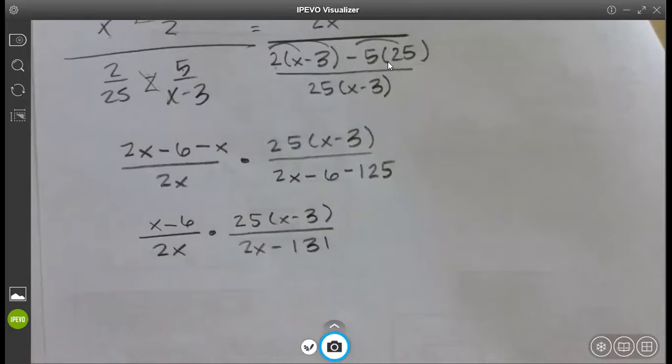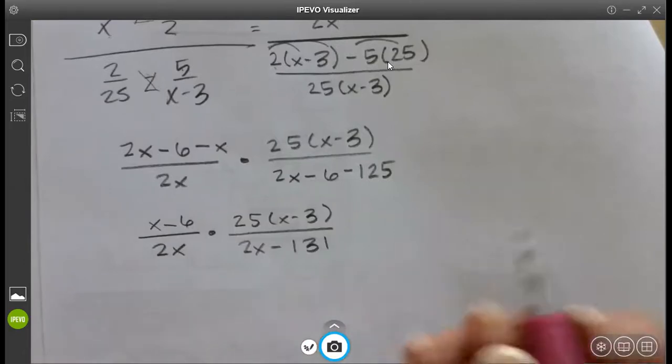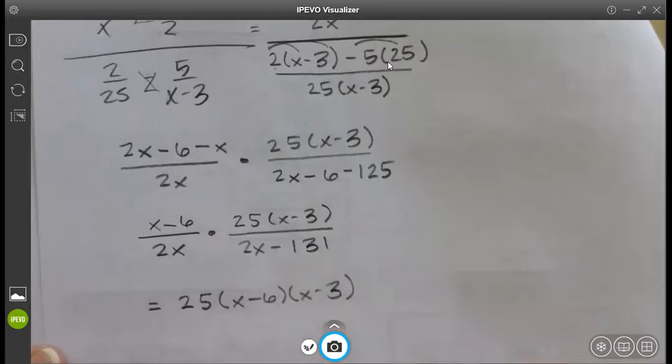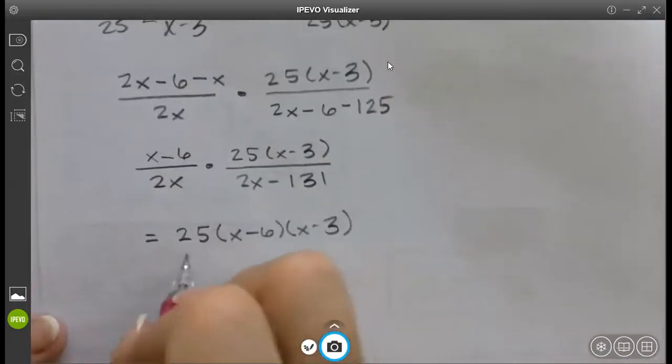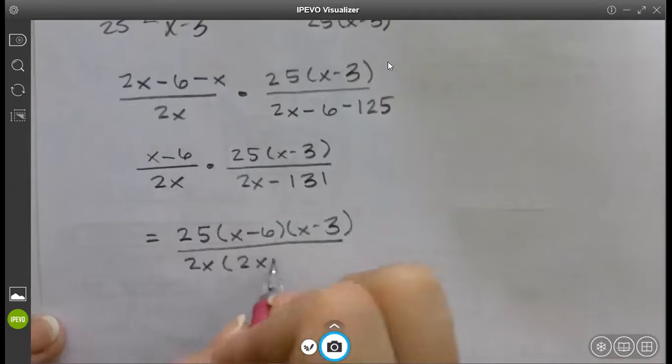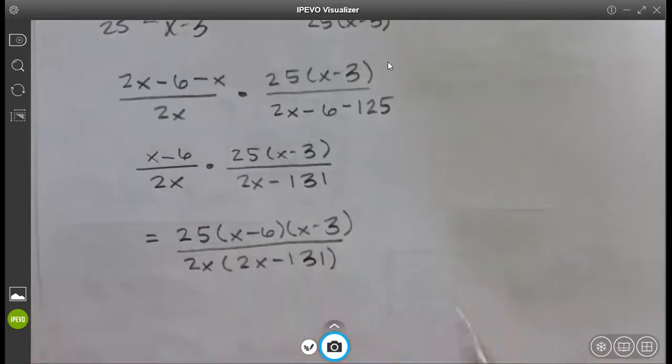If there's anything that we can reduce, you want to reduce it. There is not anything on this one, so we're just squishing it together. On the top, the only number you have is 25. We have an x minus 6 and an x minus 3. Does not matter what order you put it in. On the bottom, we have a 2x and a 2x minus 131. Okay, they seem really complicated, but they're not that bad.